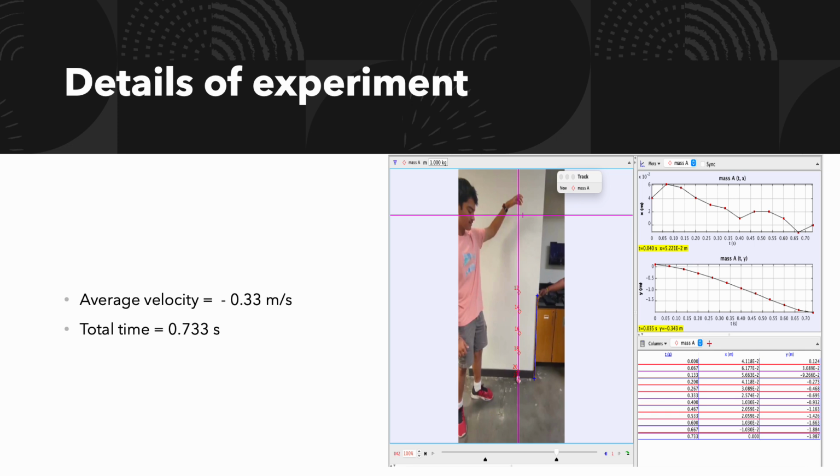The total time taken was 0.733 seconds, and when I calculated the average velocity, I got negative 0.33 meters per second. So this is the experimental data, or the experimental model.